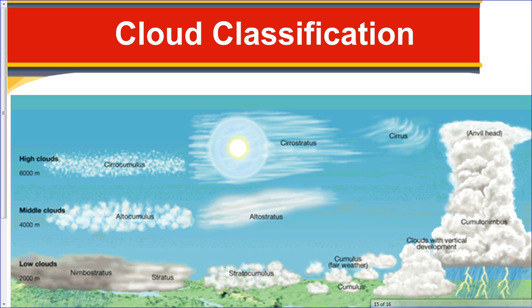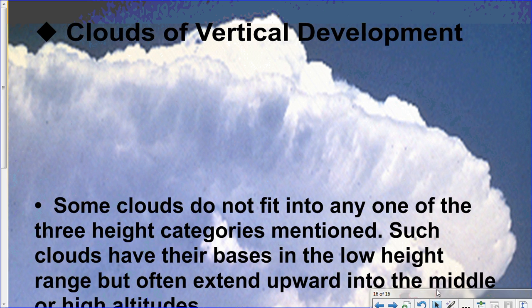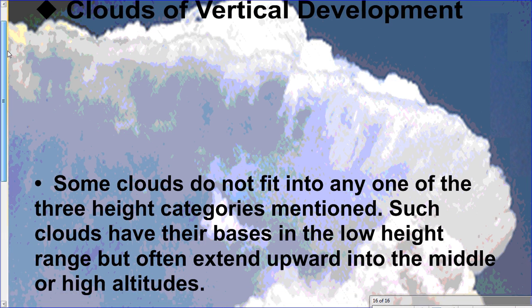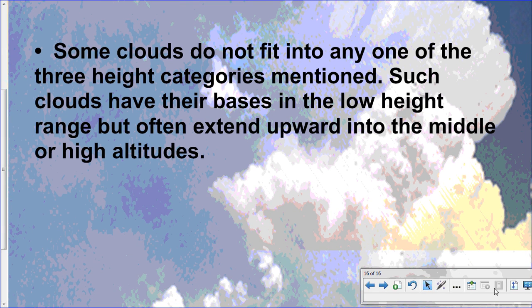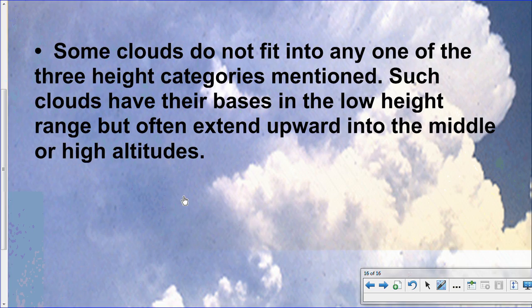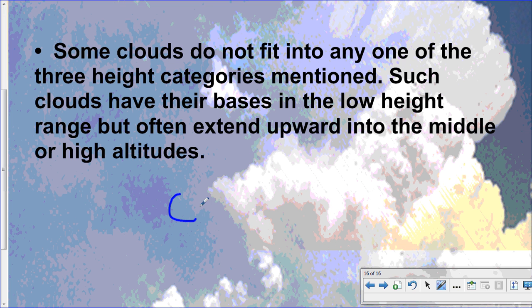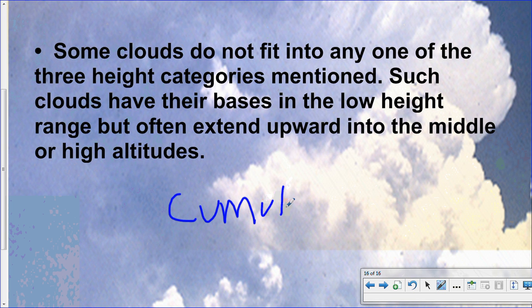And here's all of our clouds. We get one kind of cloud that doesn't meet the bill for any of those, and it's a cloud of vertical development. This cloud right here is what is called a cumulonimbus. Apparently my pen is disappearing on me, but it's a cumulonimbus cloud.